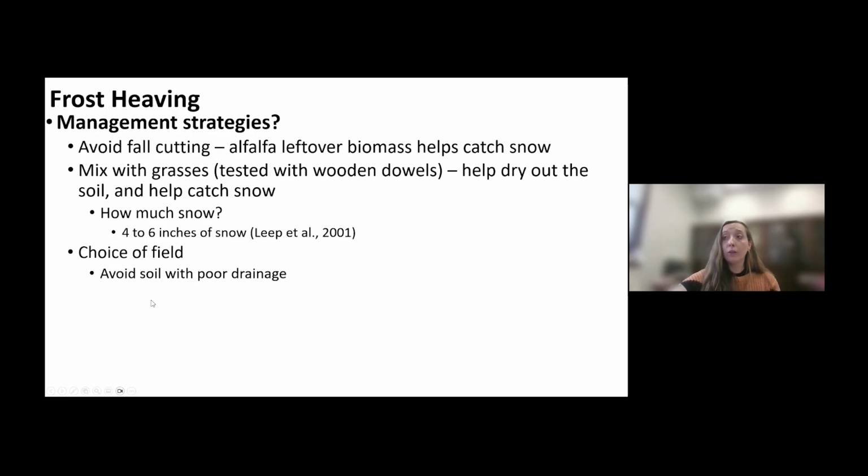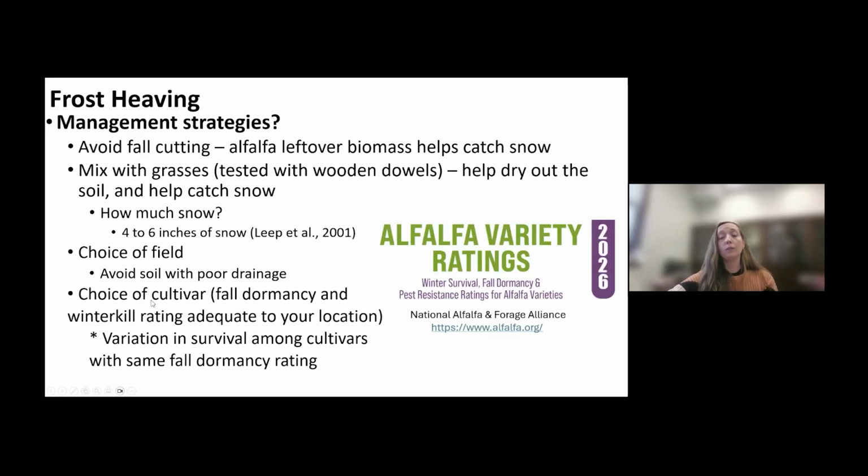Choice of the field and choice of cultivar are always important. So make sure that you're avoiding soils with poor drainage and that you are looking at the best cultivars for your location. If you haven't seen it, the National Alfalfa and Forage Alliance has the alfalfa variety ratings where you can look at what those ratings are for commercial alfalfa types.